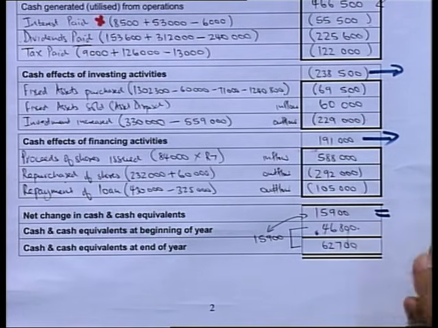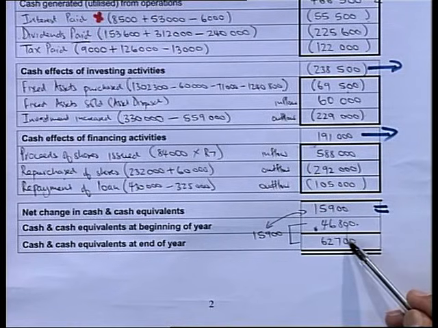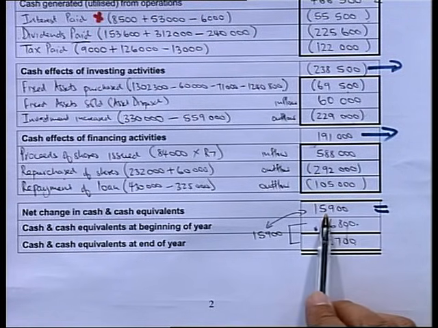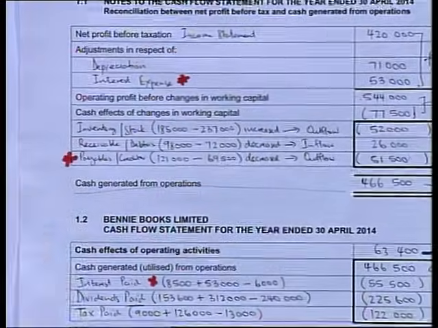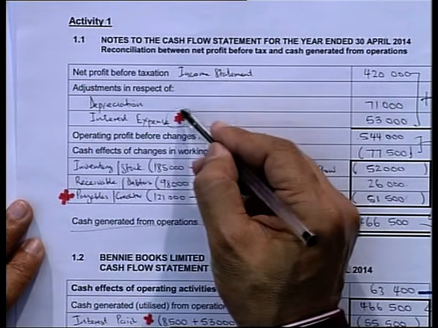That's just a checking mechanism so that you can see the difference between the opening and the closing balance of the cash and cash equivalents should be equal to the net change in cash and cash equivalents in your cash flow.